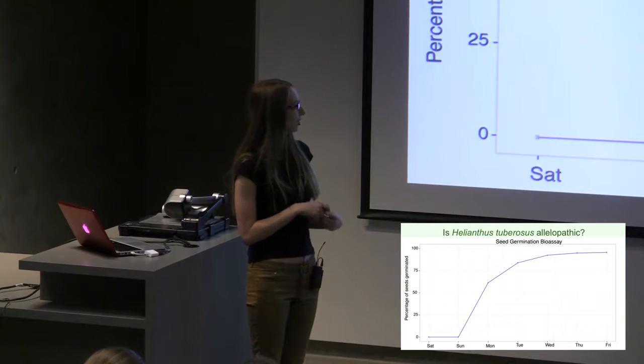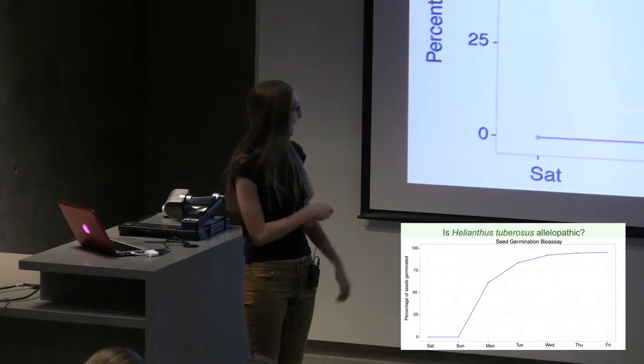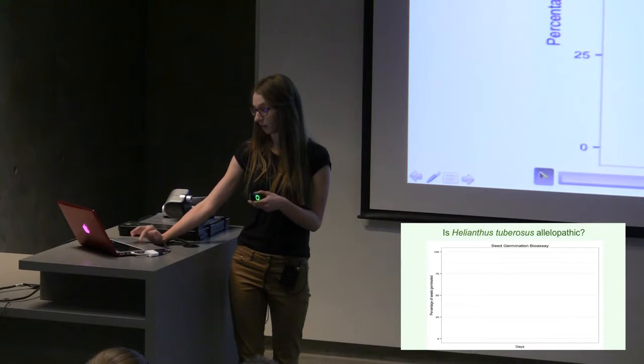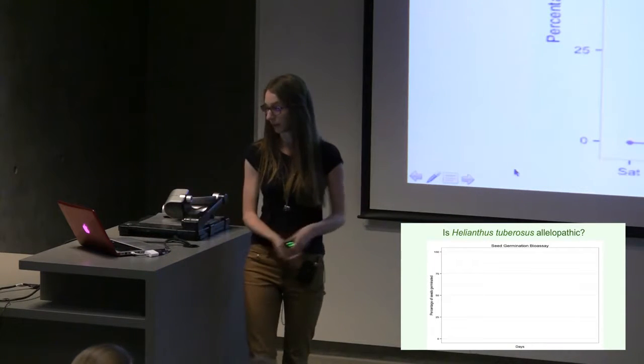So this is a graph that shows the average number of seeds that germinate as the week goes on. On Saturday, which is the first day that you put seedlings in our petri dishes, nothing grows. On Sunday, nothing grows. On Monday, you go up to 55% germination. This curve is seedlings that were grown in water. So this is the way they're supposed to grow. As the week goes on, more and more seeds germinate, and by the end, you've got all 9 of them germinating, 100%.